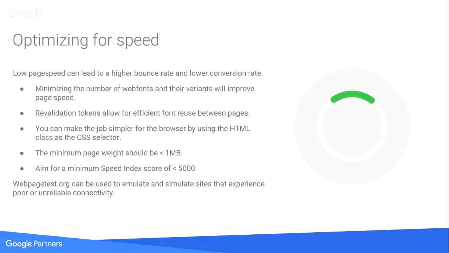And one way to achieve this is to use m.site rather than responsive site, since an m.site usually has a faster load time. You can also use webpagetest.org to simulate sites that have poor or unreliable connectivity.